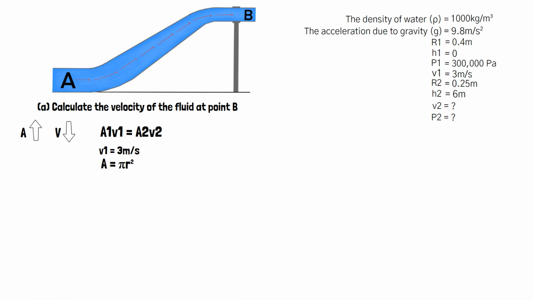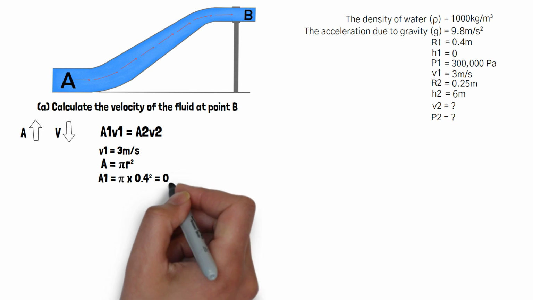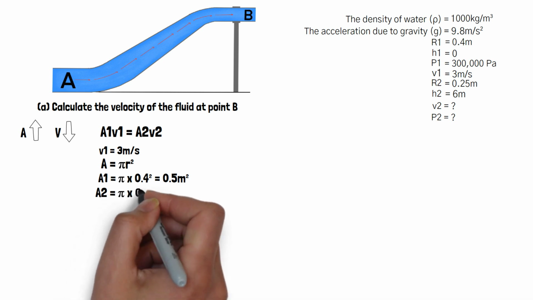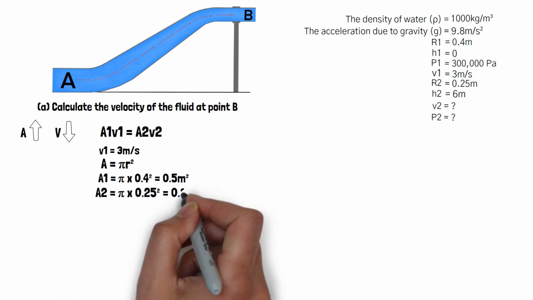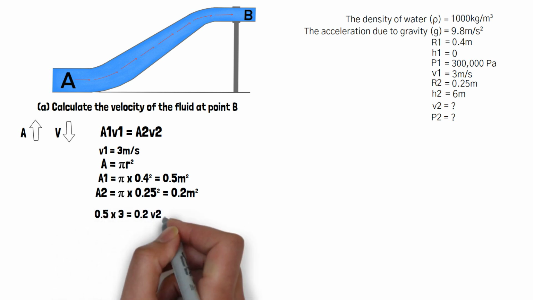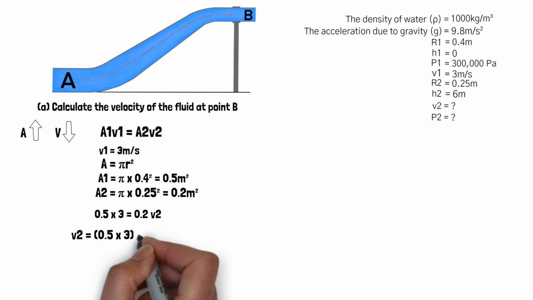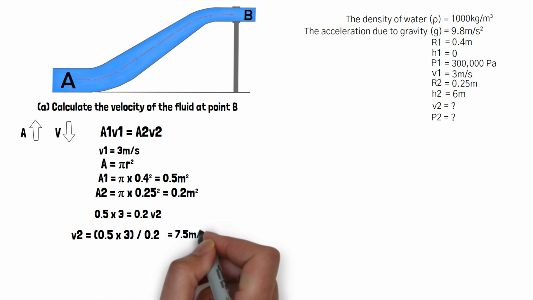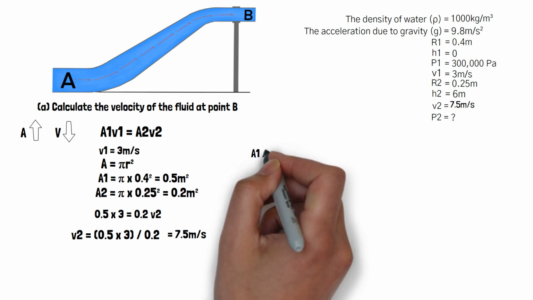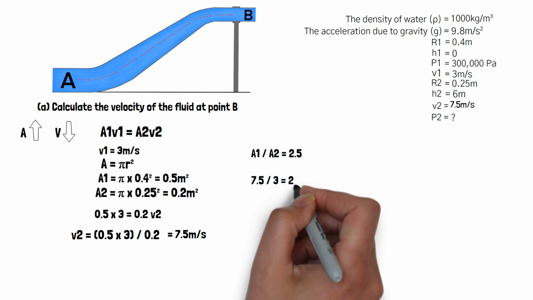As area equals pi r squared, the cross-sectional area of the pipe at point A is pi times 0.4 squared, which equals 0.5 metres squared. The cross-sectional area of the pipe at point B is pi times 0.25 squared, which equals 0.2 metres squared. We can now add all this into our equation. The only thing left for us to do is to find V2. We can transpose our equation to find V2, giving us 0.5 times 3 divided by 0.2, which equals 7.5 metres per second. We can check that this is consistent with our expected answer. As the cross-sectional area of the pipe decreases by a factor of 2.5, the velocity of the fluid increases by a factor of 2.5 also.